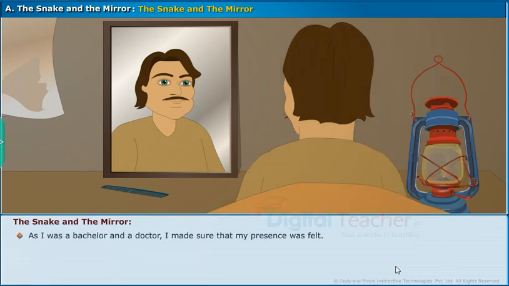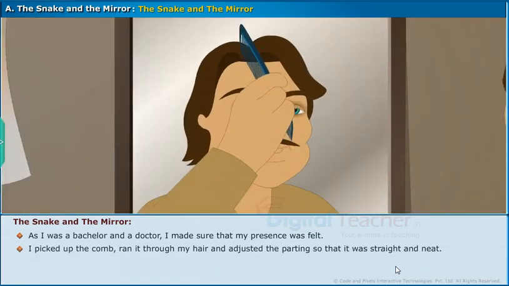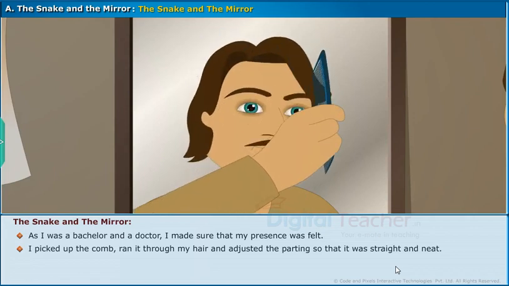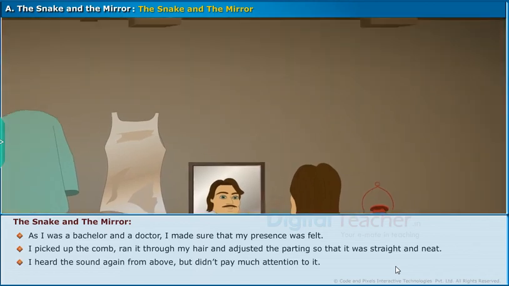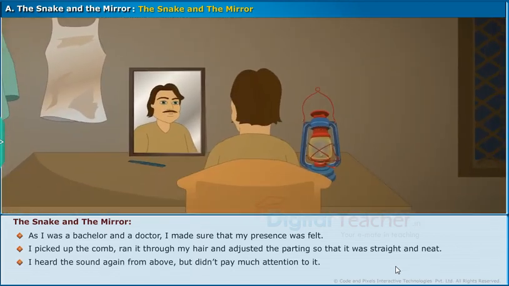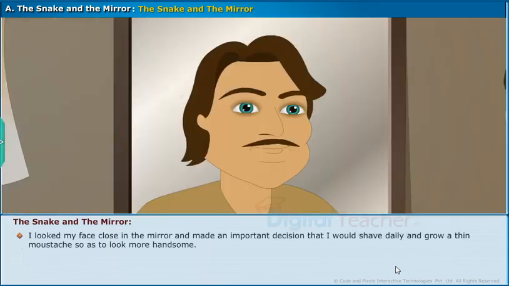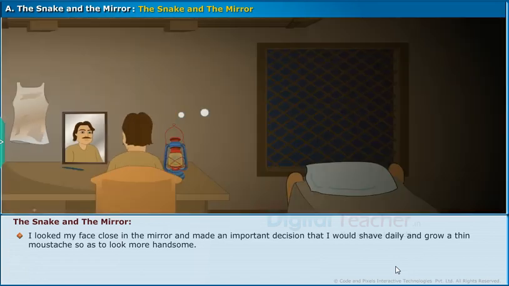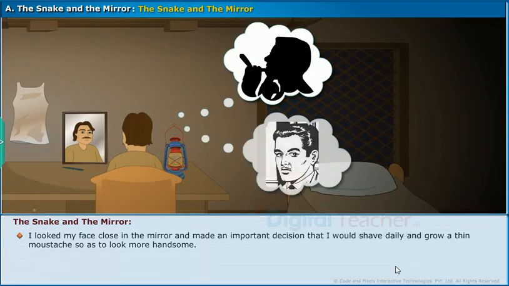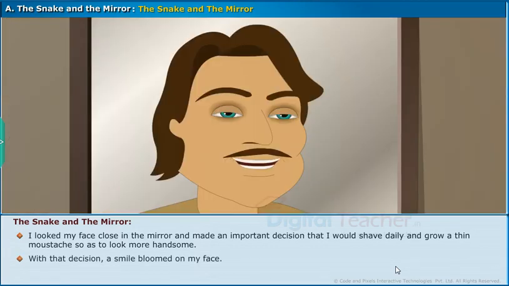As I was a bachelor and a doctor, I made sure that my presence was felt. I picked up the comb, ran it through my hair and adjusted the parting so that it was straight and neat. I heard the sound again from above, but didn't pay much attention to it. I looked at my face close in the mirror and made an important decision that I would shave daily and grow a thin moustache so as to look more handsome. With that decision, a smile bloomed on my face.